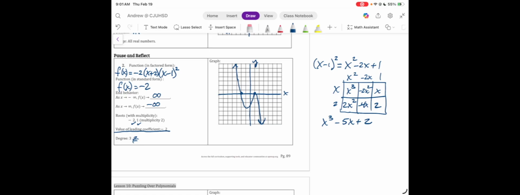Oh, I made a little mistake. This is going to be -3x. Okay, so when the leading coefficient is -2, that happens because it got multiplied times this polynomial right here. So it's -2x to the third, but then it's -6x, and let's see, 2 times 2, 4. There we go.